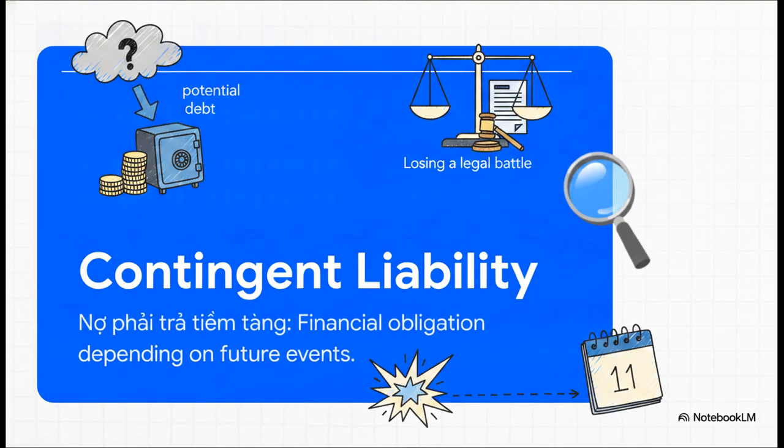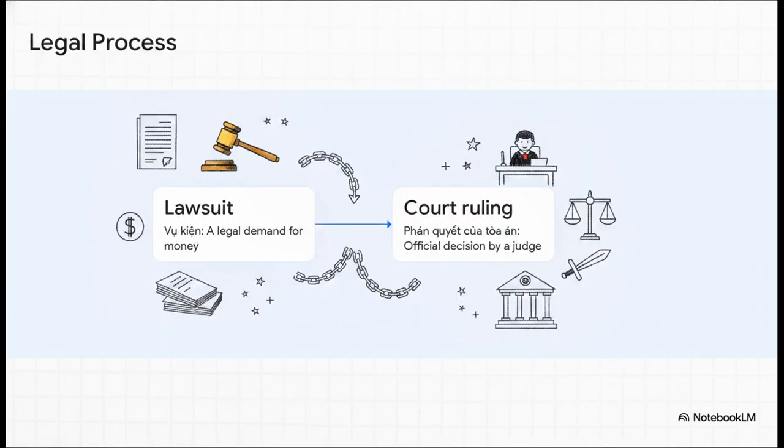This first one is a massive concept in corporate accounting: contingent liability. Basically, it's a potential financial debt that only becomes real if a specific future event actually happens, like, say, losing a legal battle. Speaking of legal battles, here is how they usually progress.